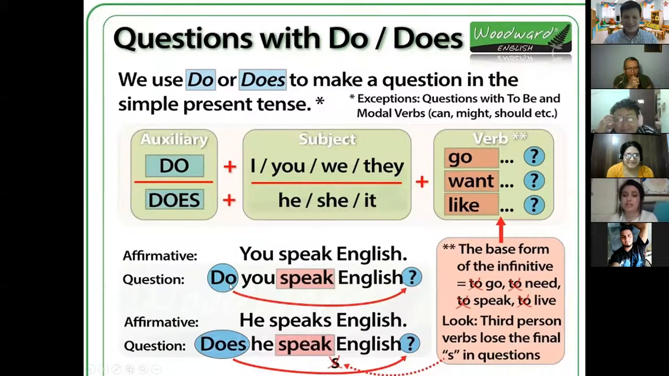In English, we have only one question mark. Solo tenemos un signo de interrogación. Es el que va al cierre, yes. Very good. No existe al principio. Okay.